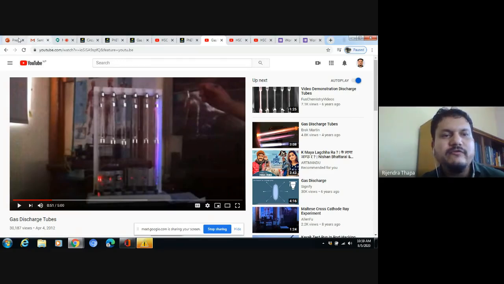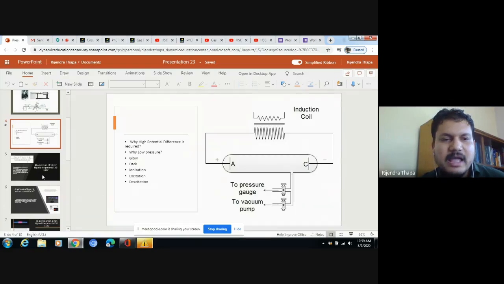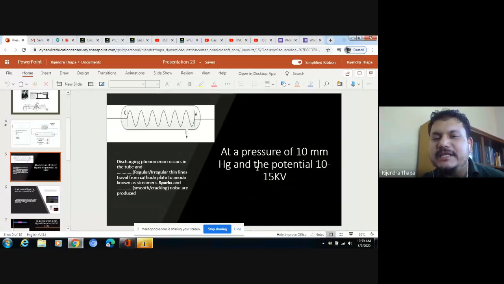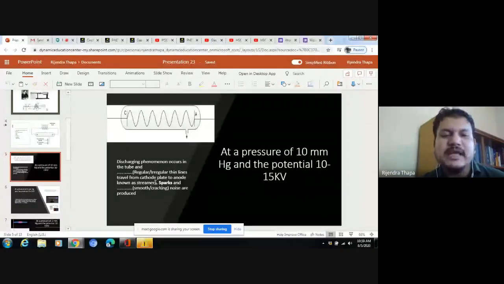Not only will we find irregular lines, but this phenomenon will be accompanied by a cracking noise as well. At a pressure of 10 mm of Hg and a potential of 10 to 15 kilovolt, a discharging phenomenon occurs in the tube. The gas molecules start allowing the charge carriers, the electron and the positive ion, to move through it. As they do so in a zigzag path, irregular thin lines are seen to travel from cathode plate to anode plate, known as streamers. Sparks and cracking noise are also produced.